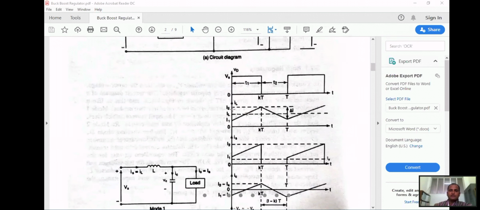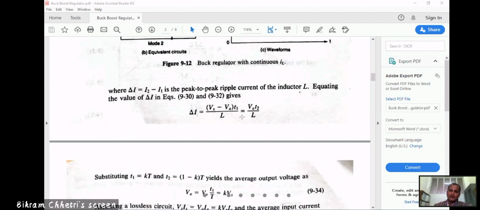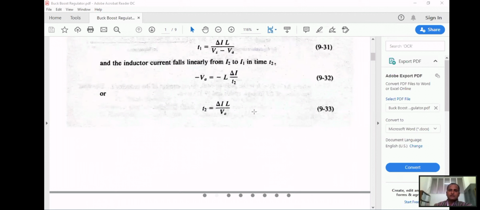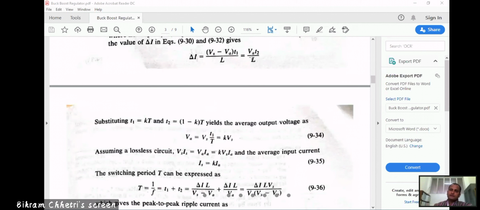So from here we can find out del I, from equation number 9.31. So del I equals (Vs minus Va) into T1 divided by L. And from this equation we can also find the change in the current, which is equal to T2 into Va divided by L. If we simplify, del I is given by these two equations.